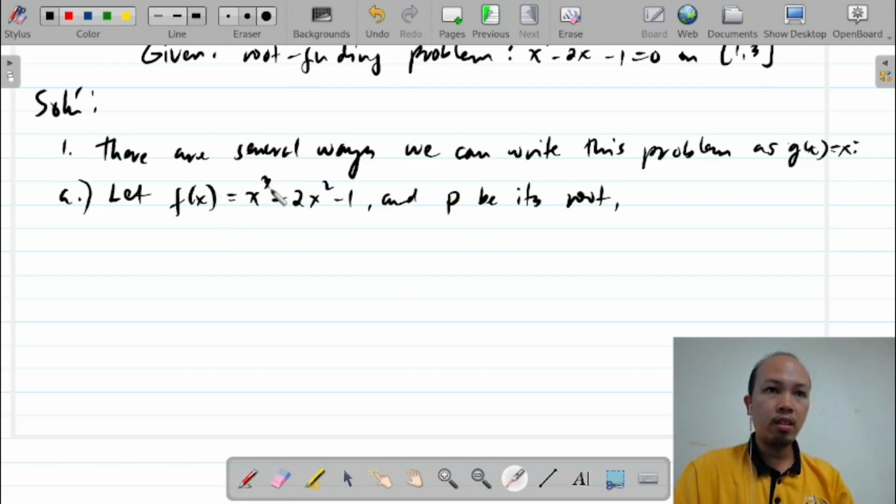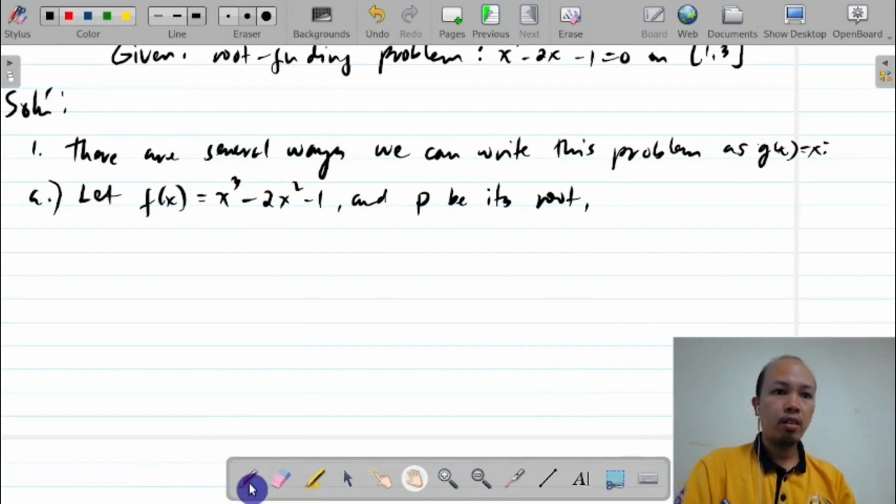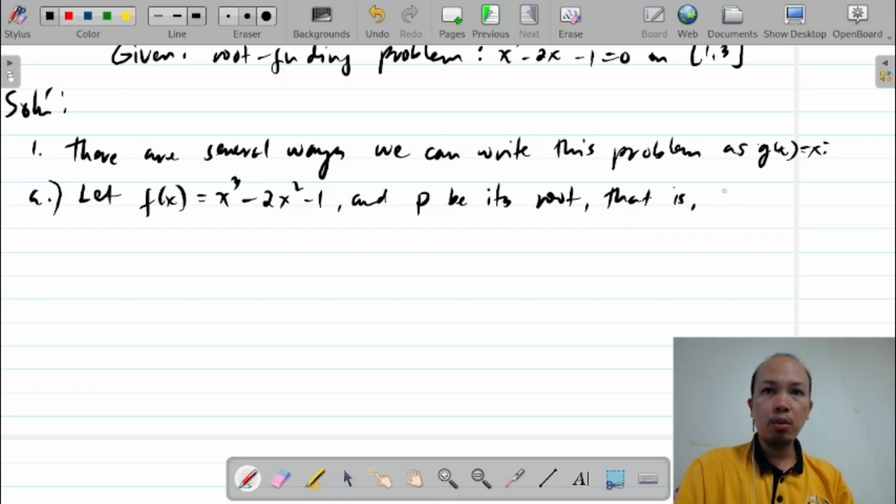Since the degree is 3, then we are sure that the number of roots is at most n, which is equal to 3. Okay, this is in your abstract algebra. So what do we mean by this? That is, since it is a root, we know that f of p is equal to 0.